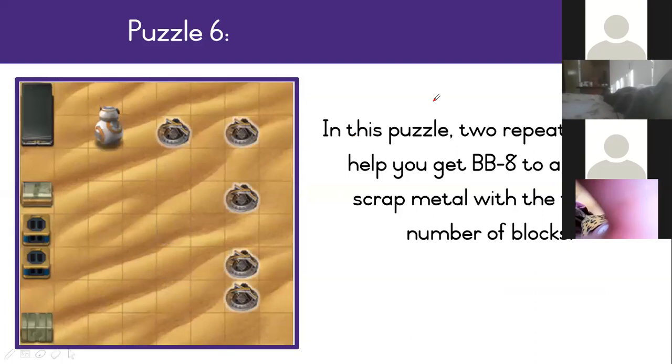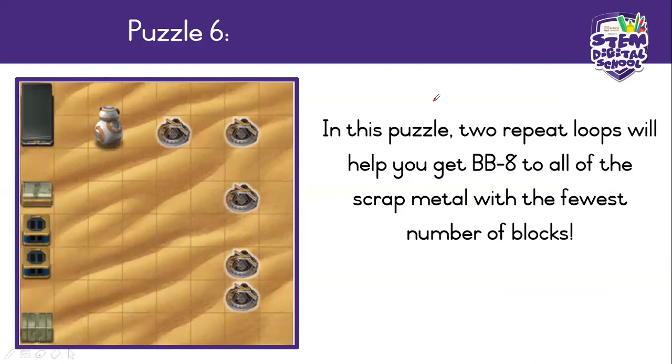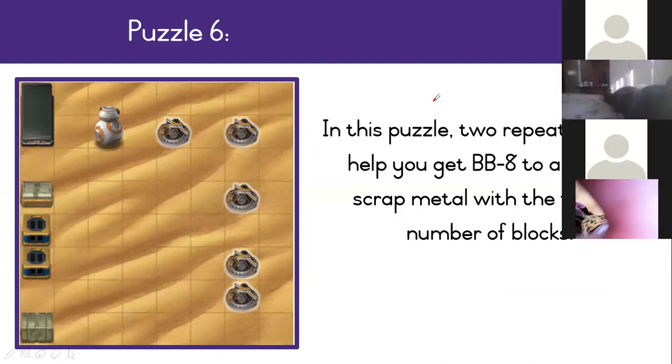Puzzle 6. This is also going to be your homework puzzle. In this puzzle, 2 repeat loops will help you get BB-8 to all of the scrap metal with the fewest number of blocks. Okay, so you can see here you are going to use a repeat, and then BB-8 will turn, and here you are going to use a repeat. So here I want you to use 2 repeat blocks because I want you to use the fewest number of blocks that you possibly can.